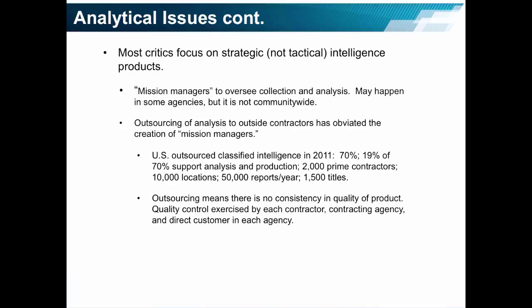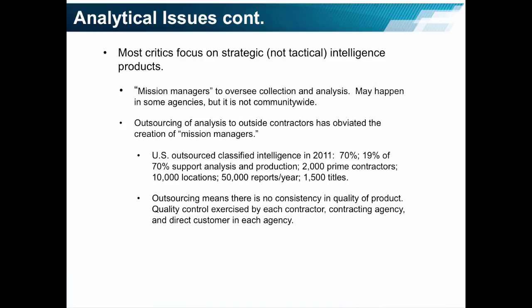And speaking of outsourcing, the US outsourced classified information to the tune of 70% of its intelligence in 2011. 19% of that 70% was dedicated to support analysis and production. At the last public count, there were 2,000 prime contractors operating in 10,000 locations, producing 50,000 reports a year under 1,500 titles.